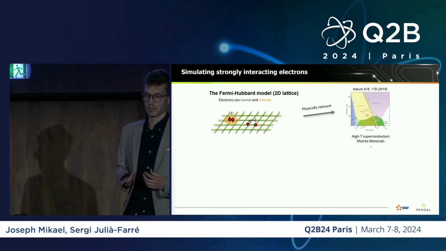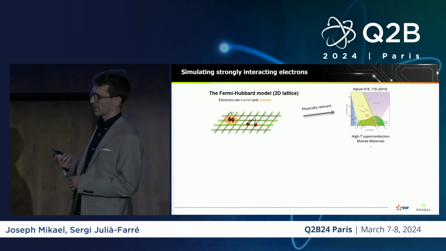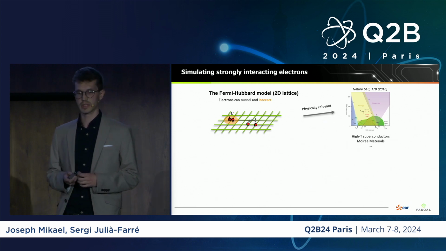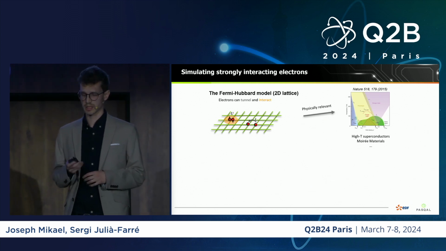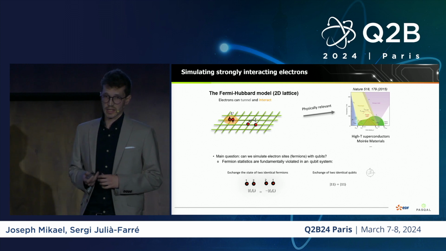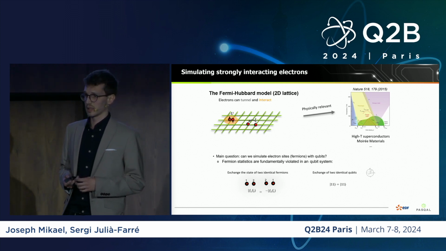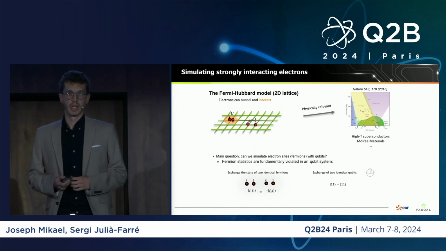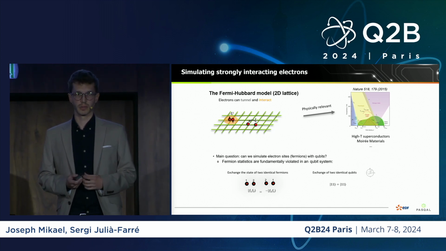And even though this might seem a very simple model, it's actually the starting point to model very complex physical problems like high temperature superconductors. So this model can reproduce to a certain extent the phase diagram of these systems, also moire materials. But the challenge that we face in this project is that we want to simulate this model, which is based off electrons, so fermions, with a quantum hardware that is made of qubits.